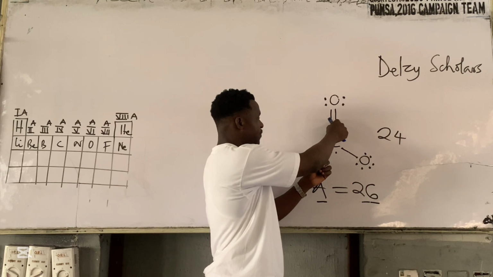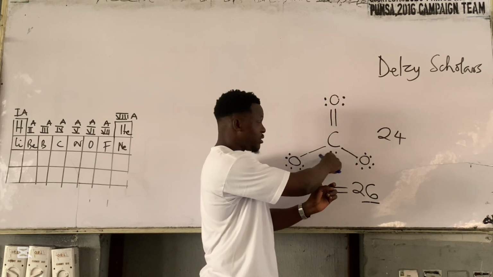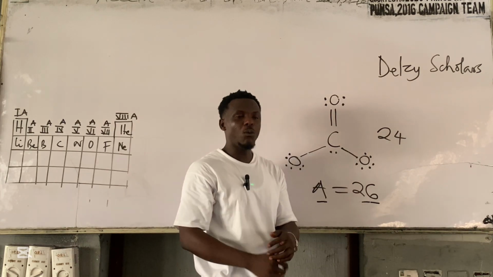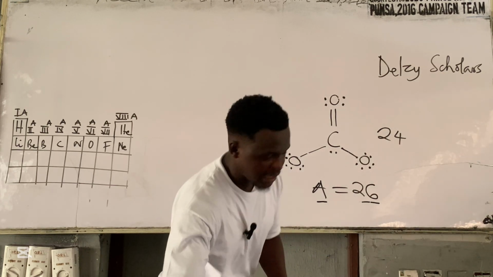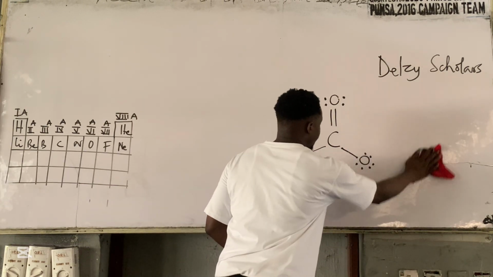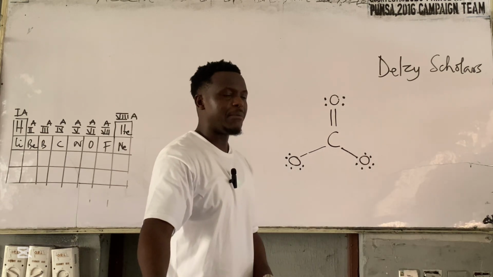This is 2, 4, 6, 8. Plus this is now how many? And what is octet? Octet is how many electrons? 8. So take note of that.